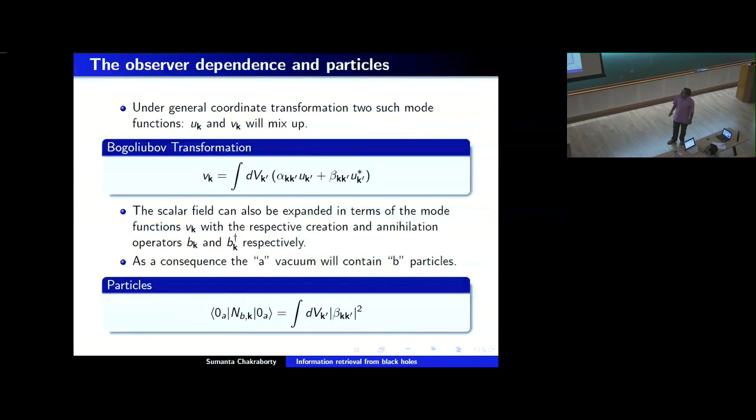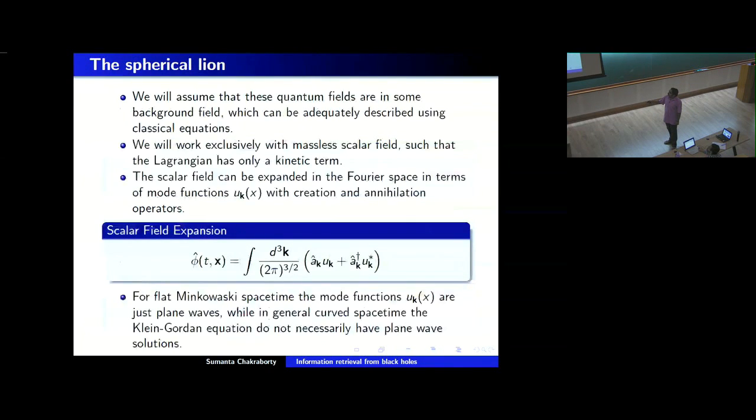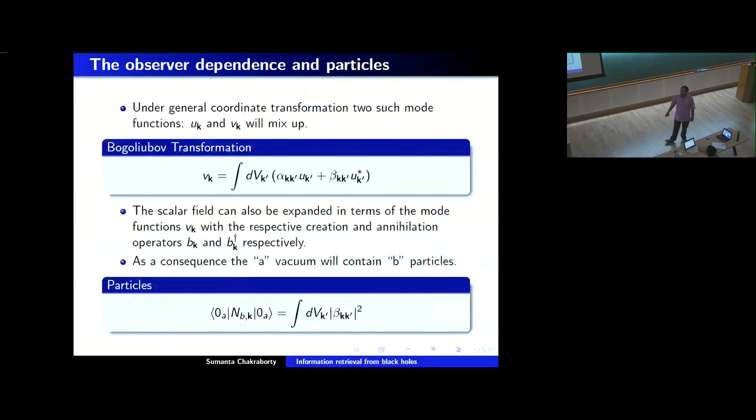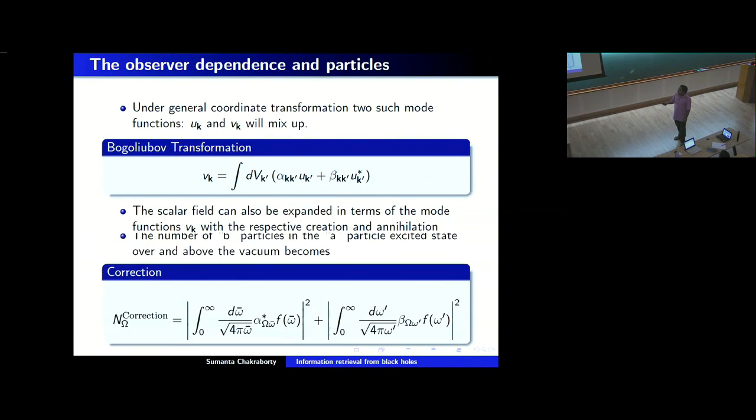Now a nice question to ask: suppose I expand the scalar field, as I did here in terms of the mode functions u_k, in terms of v_k instead. I will have different creation and annihilation operators. So if I ask what happens to the number of B particles in the A vacuum, you construct a number operator from the b dagger b creation and annihilation operators and compute the expectation value in the A vacuum. It turns out that this is non-zero and given by mod beta squared, where beta is sitting here. Therefore, the vacuum for A contains B particles.